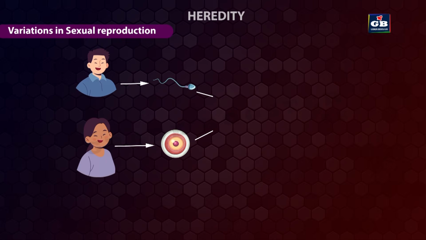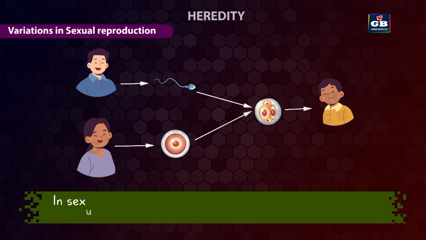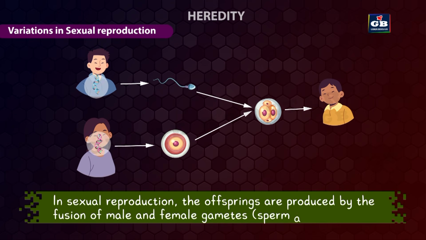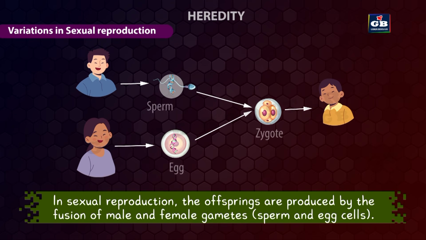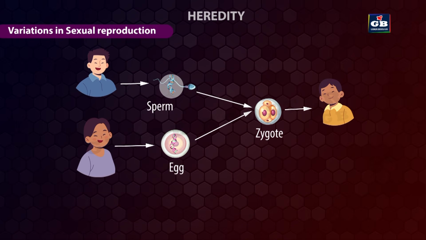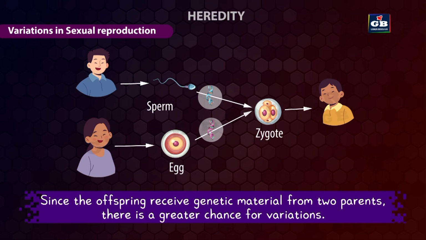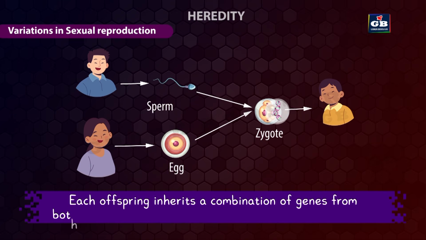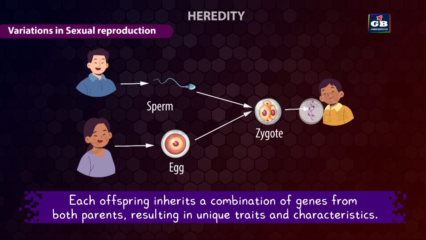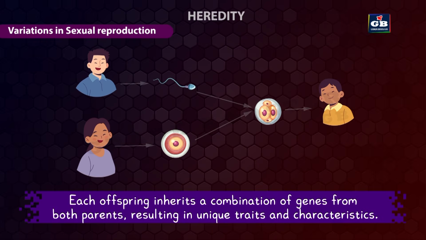Now let us see variations in sexual reproduction. In sexual reproduction, the offsprings are produced by the fusion of male and female gametes, that is sperm and egg cells. Since the offsprings receive genetic material from two parents, there is a greater chance for variations. Each offspring inherits a combination of genes from both the parents, resulting in unique traits and characteristics.